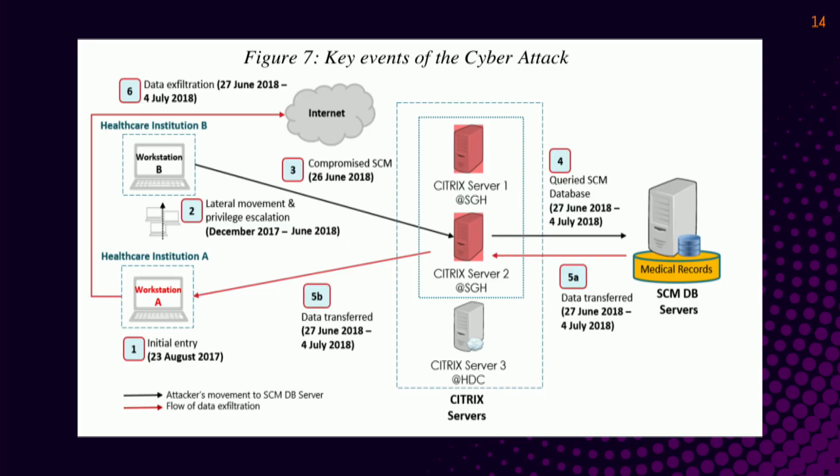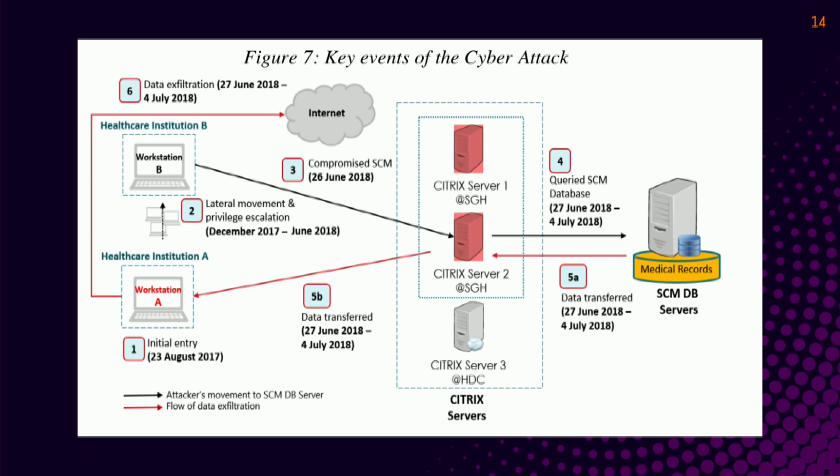So a few key events in the attack. The first thing that happened was a machine was compromised, a workstation, in August 2017. We have a few details about how that happened, but it's not super clear. Then we had lateral movement to a different workstation, which then led the attacker to connect to a Citrix server that employees were using to access that SCM application, which was their medical application with all the personal health information.